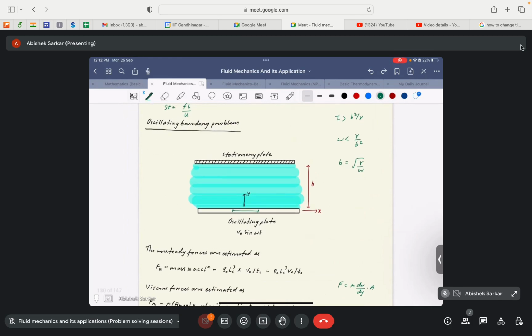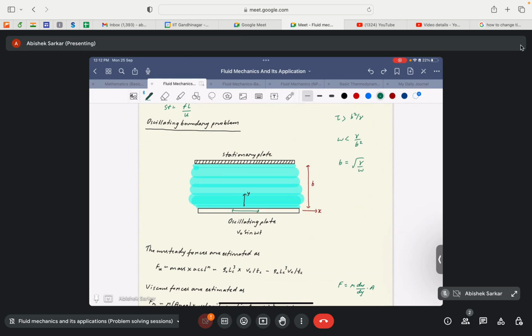Then again you may ask, what does the characteristic time scale mean? The characteristic time scale essentially means the time period within which there is a considerable change in the flow parameters. In this case, since we are not considering pressure, it is the velocity field. Or you can say it is the time period in which there is a considerable change in the velocity profile.